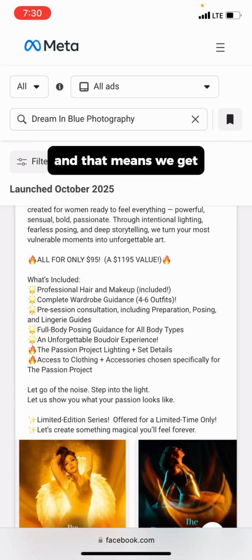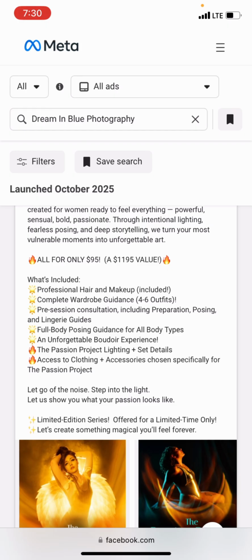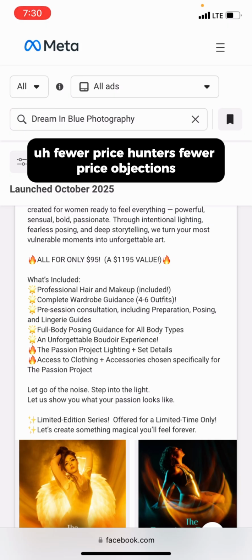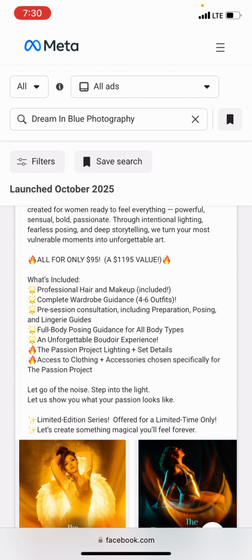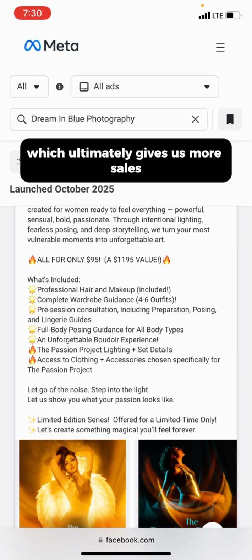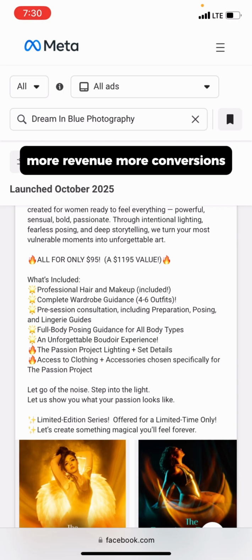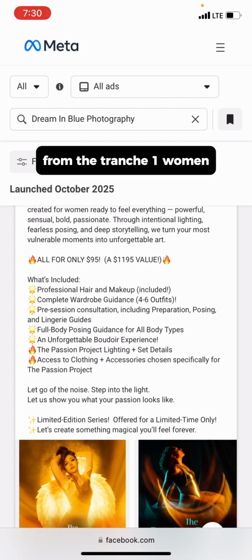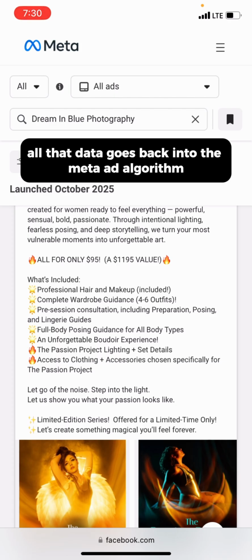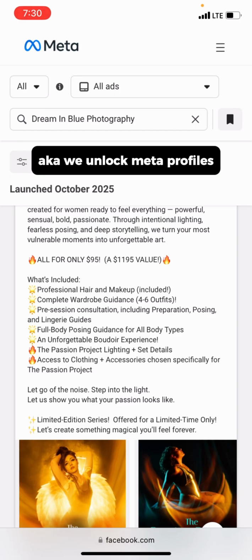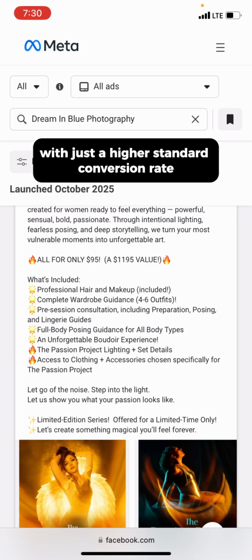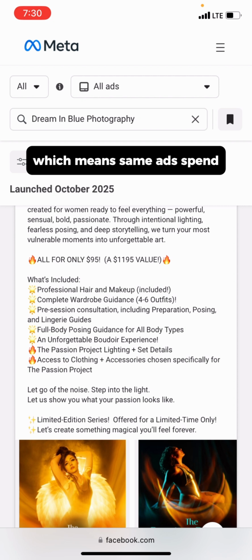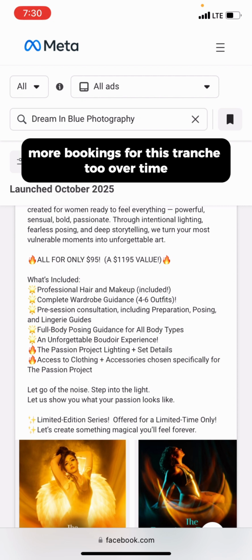And that means we get fewer price hunters, fewer price objections, fewer tire kickers, less ghosting, less flaking, which ultimately gives us more sales, more revenue, more conversions, higher ROAS from the tranche 1 women. All that data goes back into the Meta ad algorithm for tranche 2. And our ads go to higher quality Meta profiles, aka we unlock Meta profiles with just a higher standard conversion rate, which means same ad spend, more sales, more revenue, more bookings for this tranche 2 over time.